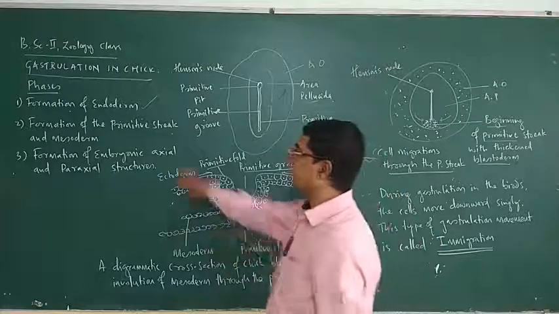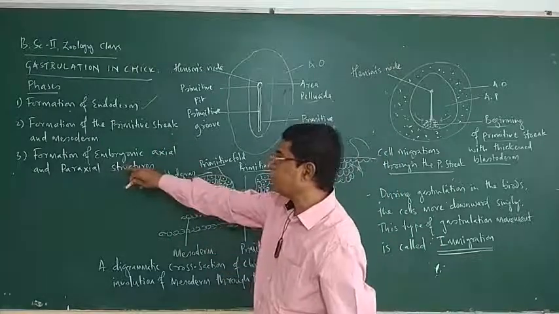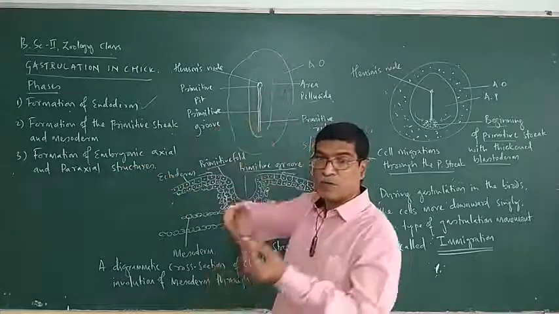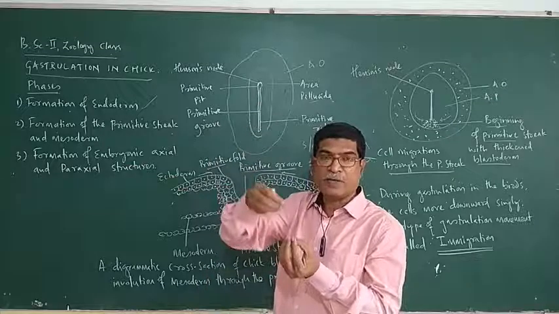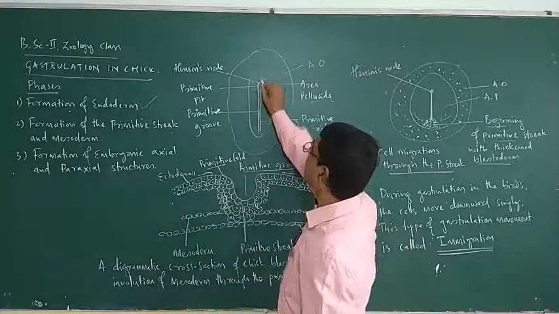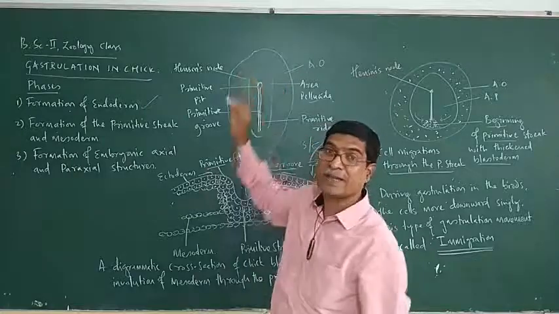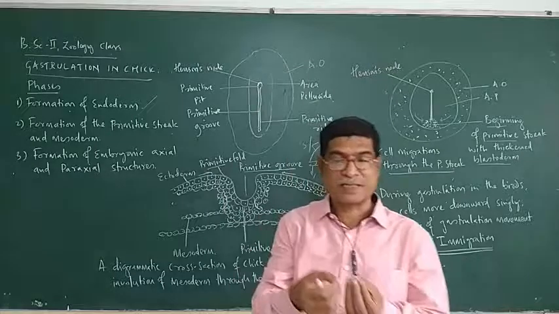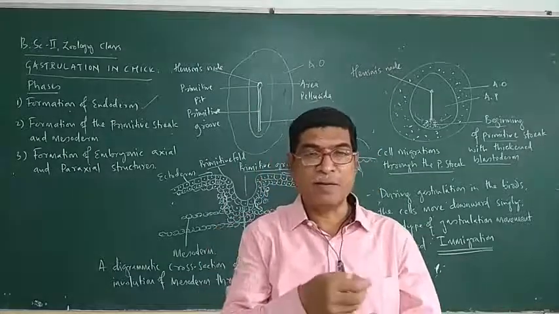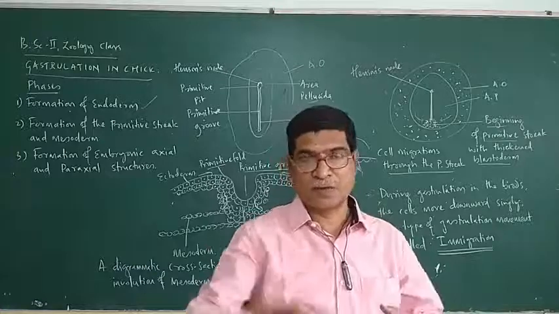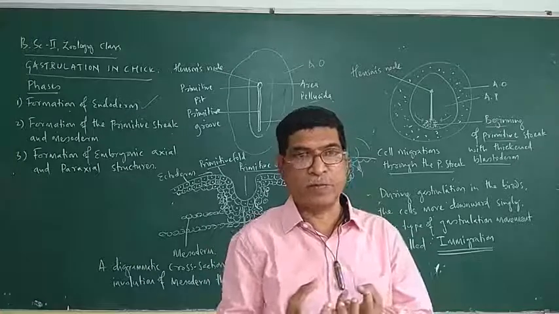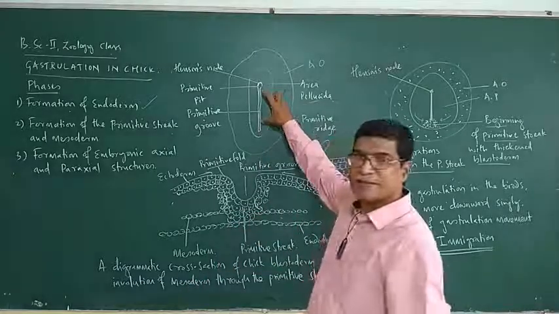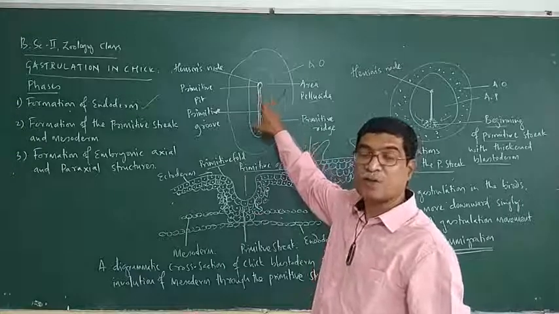Next, during the formation of embryonic axial and paraxial structures, the length of the primitive streak becomes shorter and shorter due to the development of notochord anterior to Hensen's node. The notochordal cells come from Hensen's node, the primitive pit. As notochord development begins, the size of the primitive streak regresses, shortening.